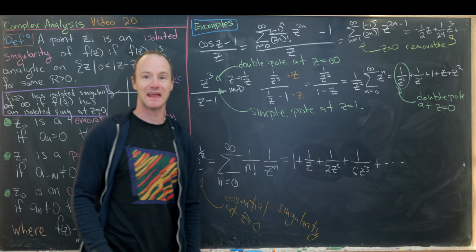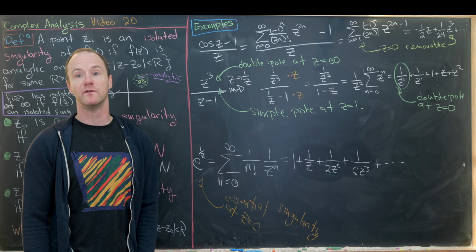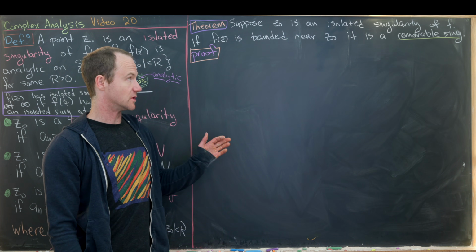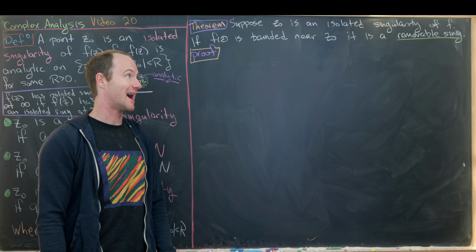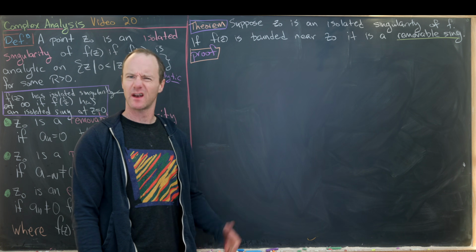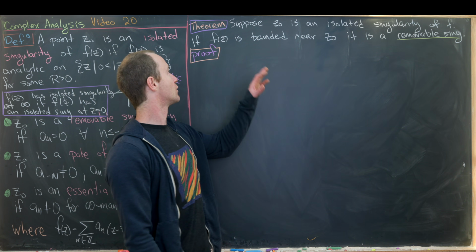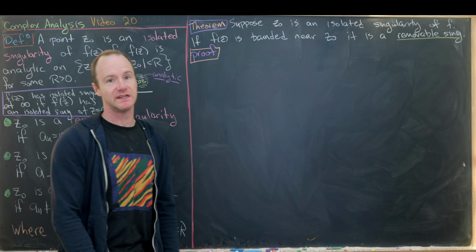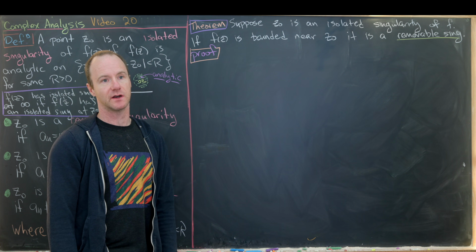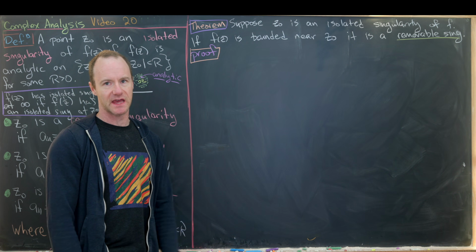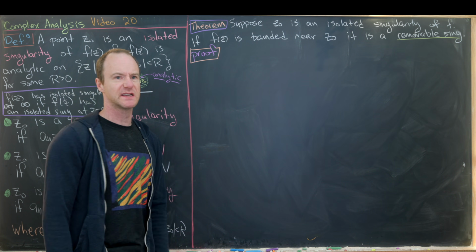So now we've covered examples of all of these types of isolated singularities, and we're ready to move on to some results. For our first result, which is sometimes called Riemann's Theorem, we will suppose that z0 is an isolated singularity of f, and that'll be a pretty standard setup for all of the results today. Then we'll prove that if f of z is bounded near z0, then z0 is a removable singularity. This is a nice classification of when we get a removable singularity. Okay, so let's get started.